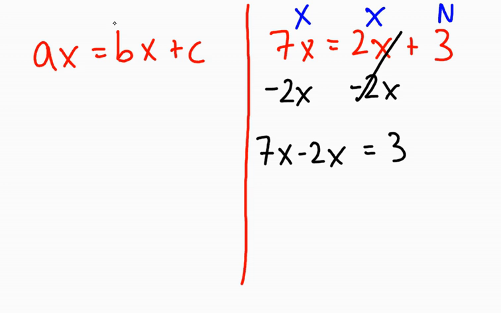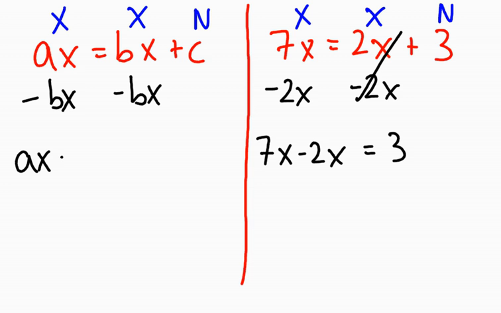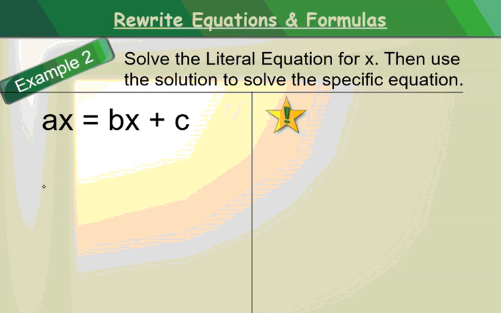Because I'm going to do the same thing. I have x terms, not x terms. I need to get my x's to the same side. So I'm going to write it like this. I then have ax minus bx equals, these are going to cancel, c. Same thing. So if you were doing it here, my first step would be to subtract the bx.